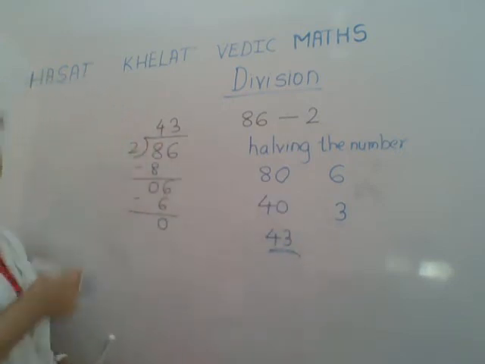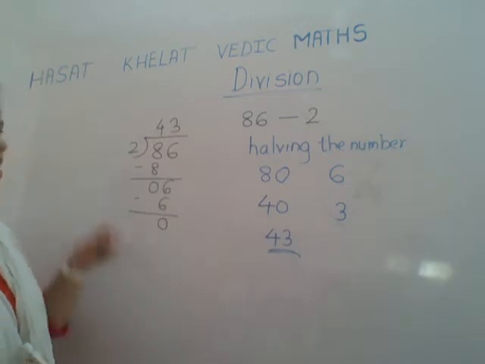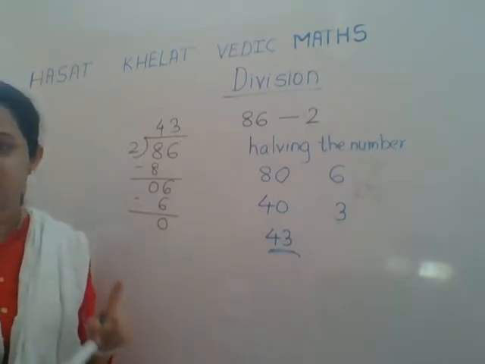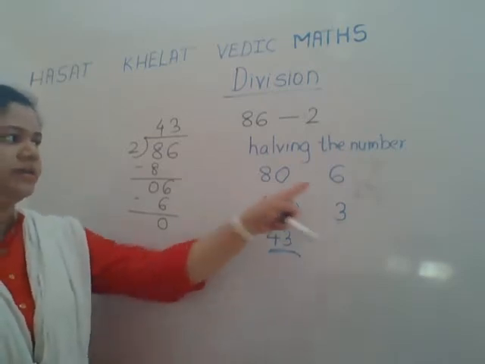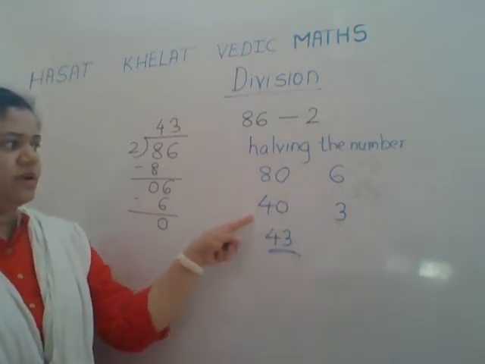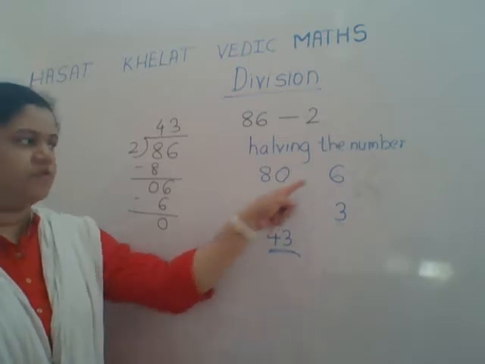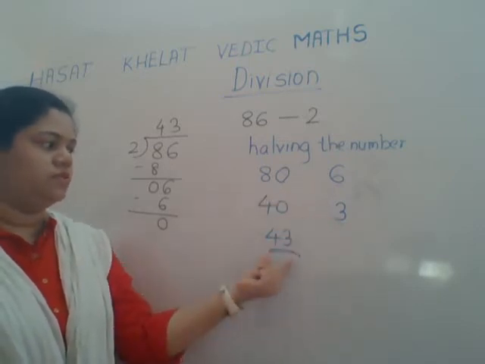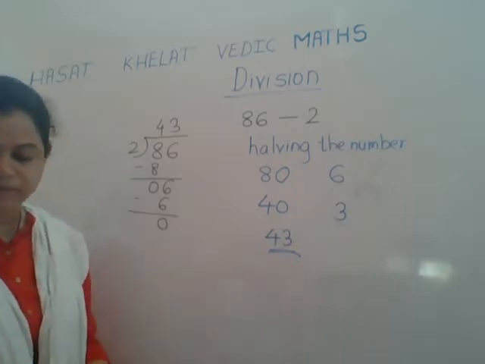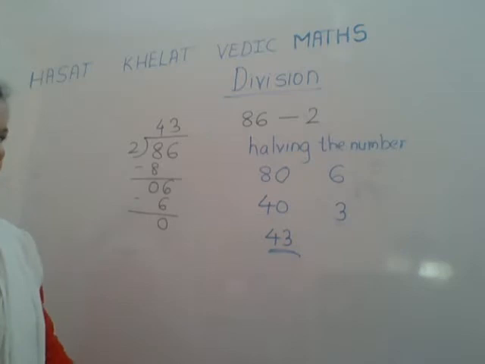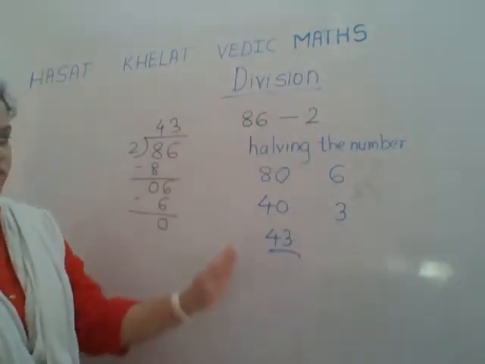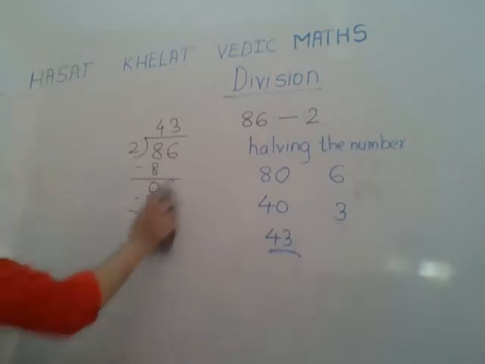43. The same answer we got here traditionally, but we have to write so many steps. Here the answer we got in one step. I just split the number 86 as 80 and 6, half of 80 is 40, half of 6 is 3. Combine these two, we got 43. Okay. Similarly, just write this side down, halving the number.